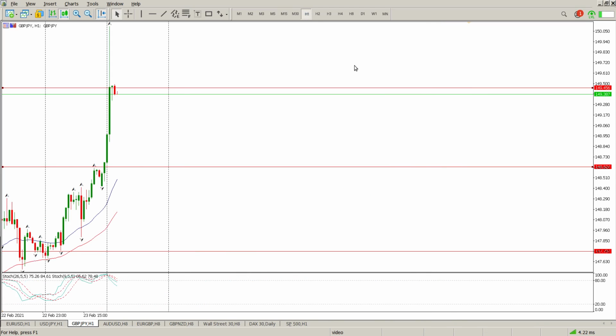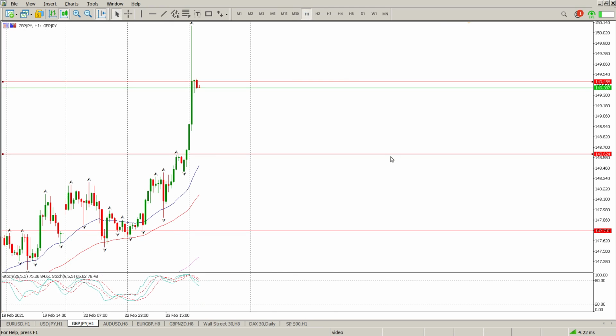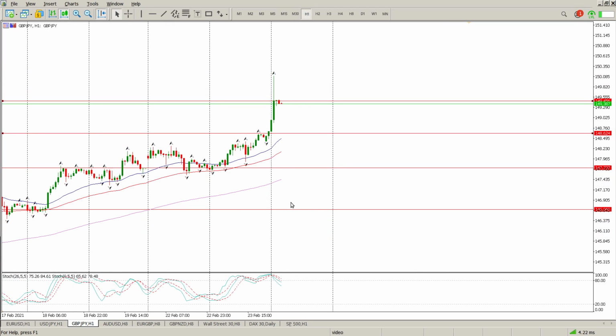But for me at the moment, this move that's happened this morning has probably destroyed most setups. I would have been looking for a pullback onto one of these highs here, which is a little bit too far away at the moment. So I want to just sit and wait.